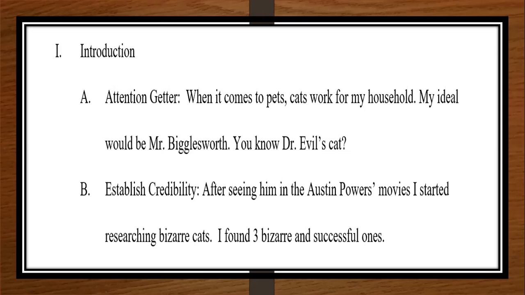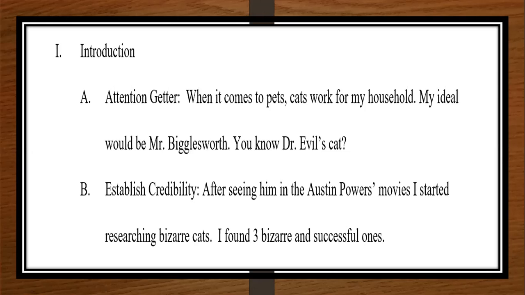Press enter when you are done with the attention getter. Type B and a period before typing established credibility. What is established credibility? The textbook Communications Principles for a Lifetime, published in 2019, defines it as emphasizing the credibility or ethical character of a speaker. Your audience will want to know, how do you know about your topic? You can achieve this by pulling from your research or using a personal narrative.